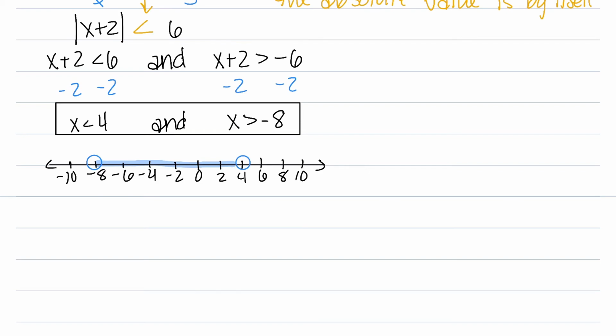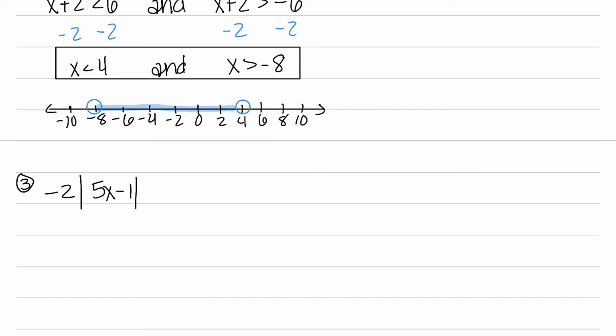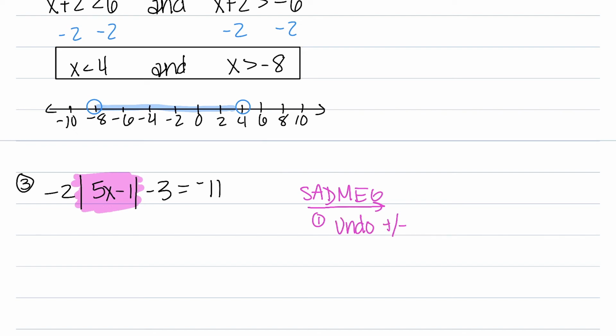All right, and then one more I want to talk about with you. We're just going to start to set it up. I won't even solve the whole thing to save you some time. All right, absolute value is right here. Is it by itself? No. We can see two things here, though. There's a negative 2 in front. There's also a minus 3. Which one do I have to get rid of first? Think about our friend Sad Meg, right? Undoing order of operations backwards. So we have to undo the addition and subtraction first, which means I'm going to add 3 to both sides to start.